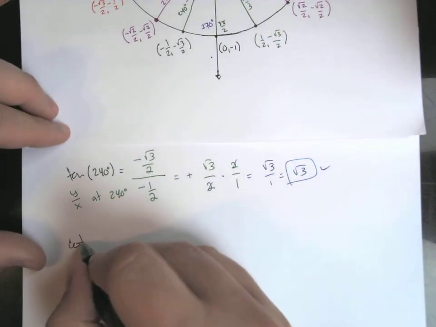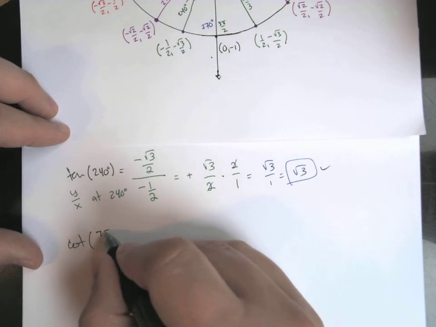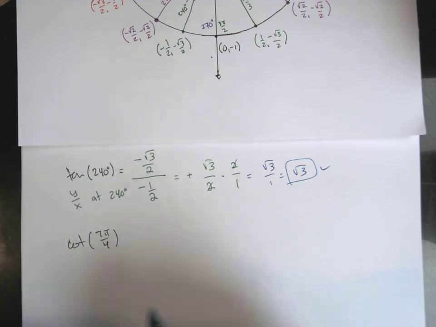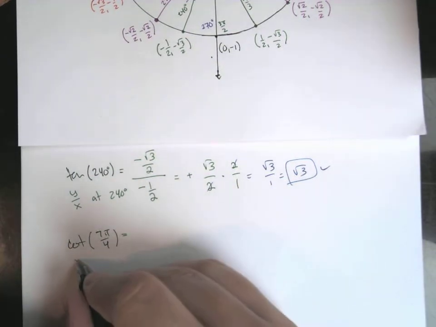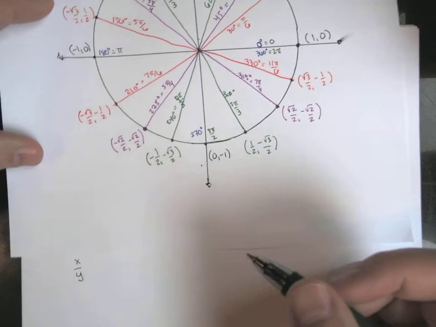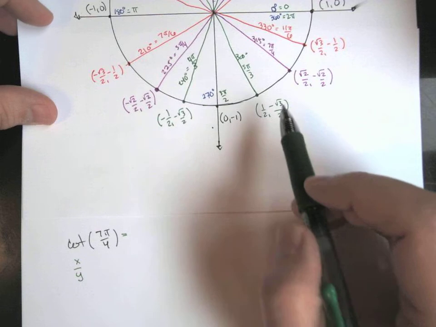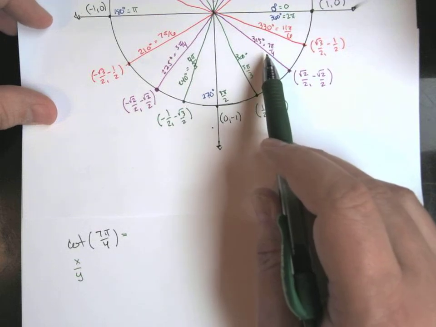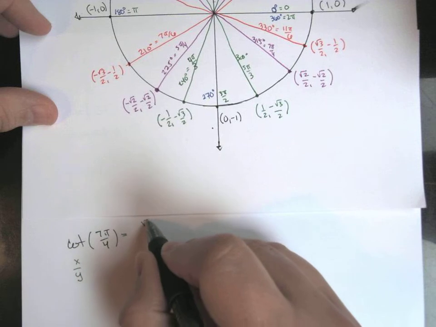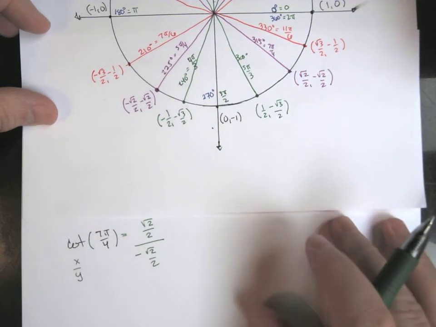Let's do a cotangent. How about cotangent at 7 pi over 4. So cotangent is supposed to be the reciprocal of tangent, so that's the x value over the y value. 7 pi over 4 is here in quadrant 4, so it's the x coordinate divided by the y coordinate. So that's positive root 2 over 2 divided by negative root 2 over 2.